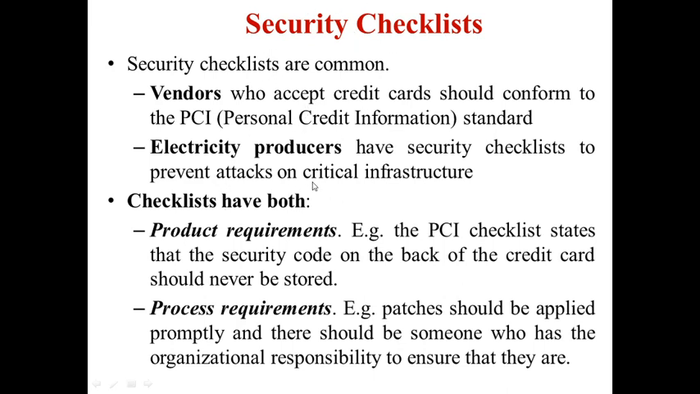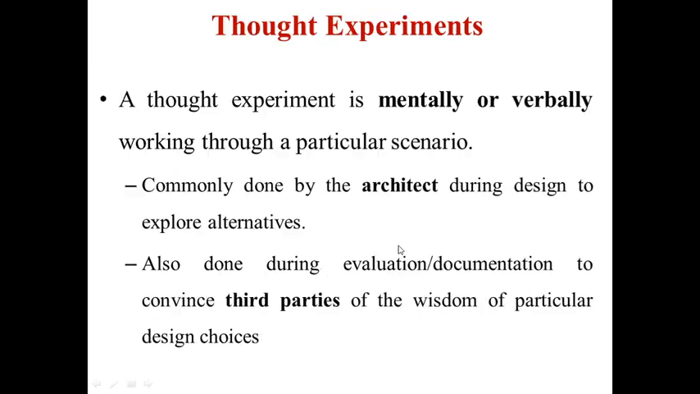So, the checklist will have details of both product requirements and project process requirements. Product requirements means the credit card information. Process requirements means it is going to tell about organizational responsibility. Next, thought experiments. A thought experiment is about working through a particular scenario mentally or verbally. Commonly, it will be done by the architect using various alternatives, and the analysis and documentation evaluation can be done by third parties.